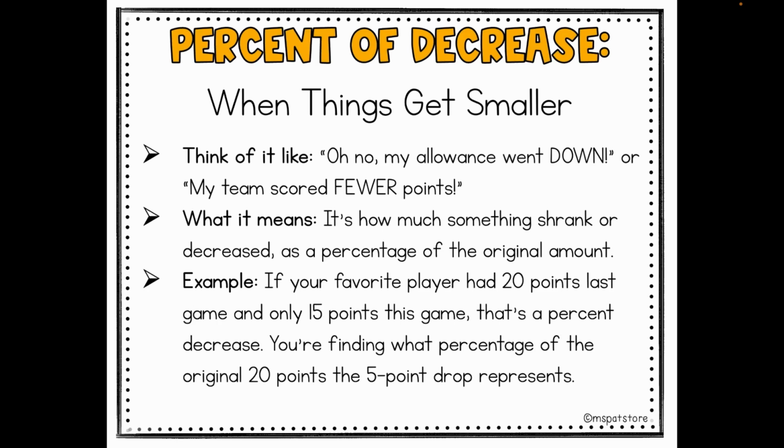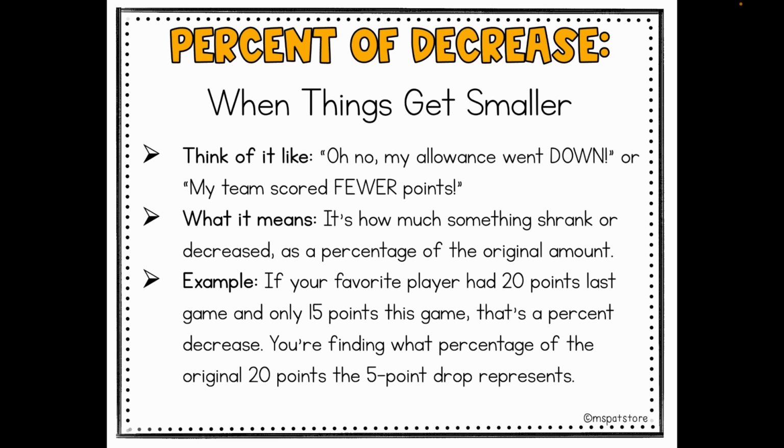The other type of percent is percent of decrease. That is basically the opposite, when things get smaller. I would like you to think about it like, oh no, my allowance went down, or my team scored fewer points. Basically what it means is how much something shrank or decreased as a percentage of the original amount.